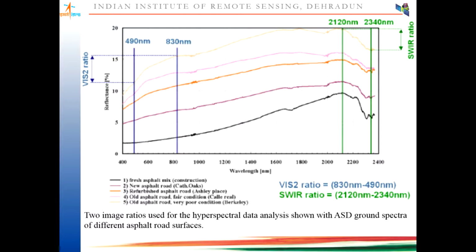Many a times, some of the ratioing activity helps you to understand the reflectance property of materials. For that, 490 and 830 nanometer can be used as ratioing, that is also known as visible to NIR ratio. If you take a difference between 830 and 490 nanometer, then you can come to know the effect of aging, the extent of aging.